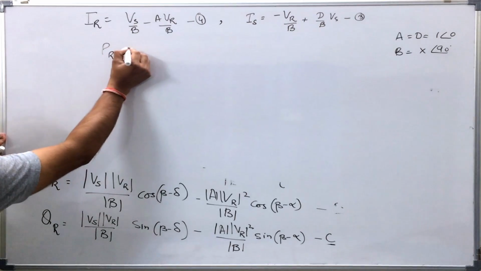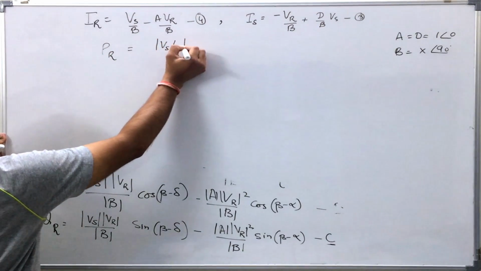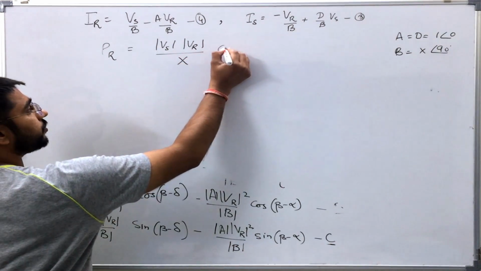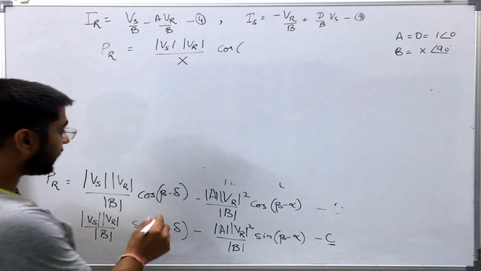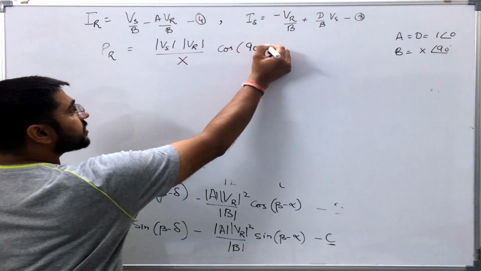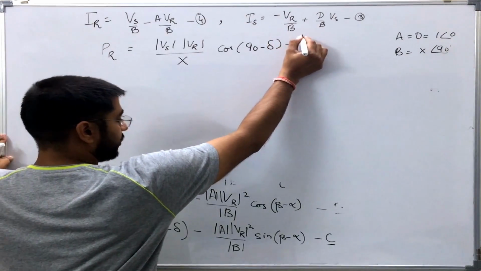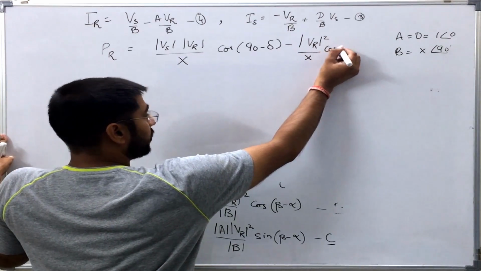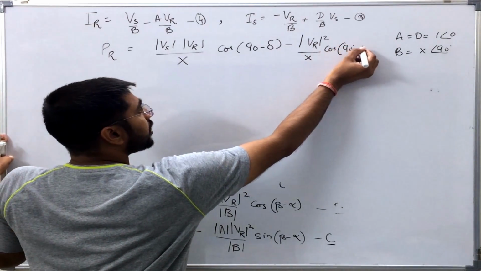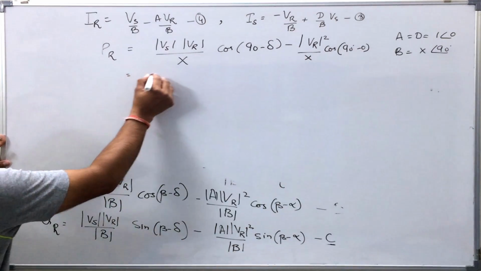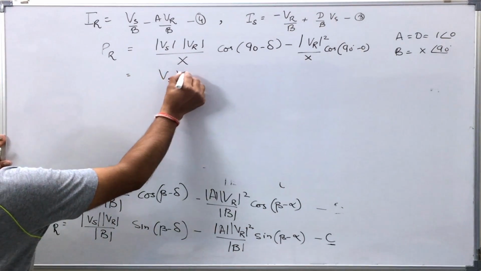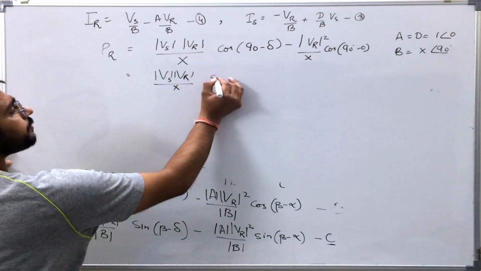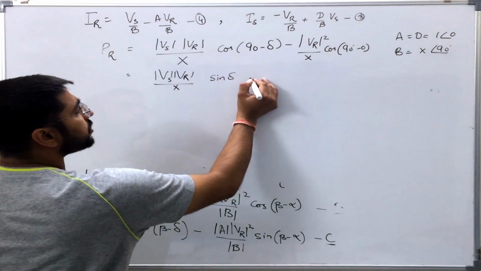So what I will get, PR is simply VS VR over X cos of (beta minus delta), which is cos of (90 minus delta), minus VR square over X cos of (beta minus alpha). So what I will get? I will simply get VS VR over X cos 90 minus delta, which is simply sin delta, and cos 90 is simply 0.